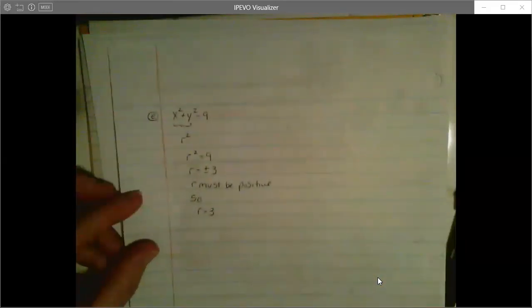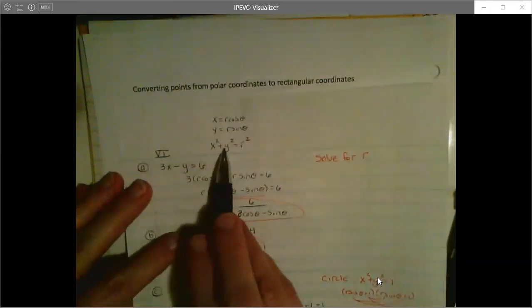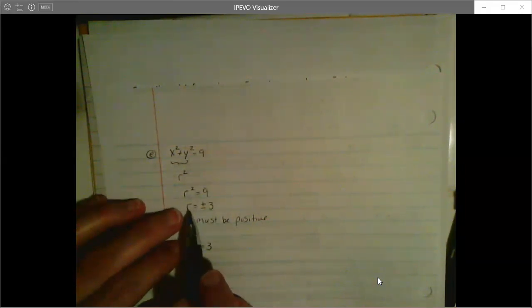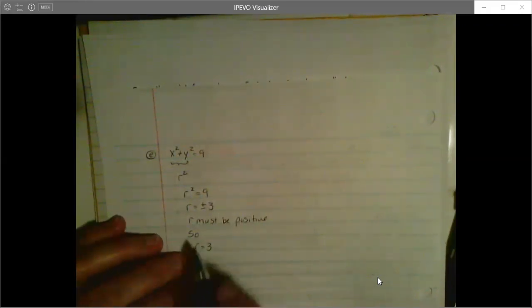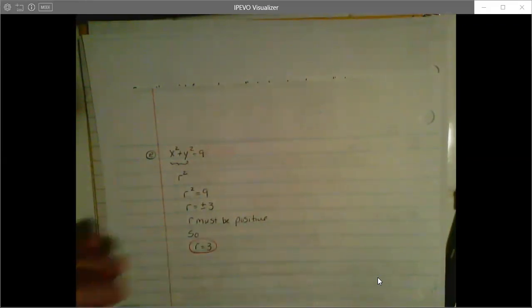Okay. All right, we have one more. This one, the problem is x squared plus y squared equals 9. And if we go back and look again, remember I said x squared plus y squared is r squared. So I can replace this with r squared. So r squared equals 9. So r is plus or minus 3, but r always has to be a positive number. So r is just equal to 3. And that's my solution.